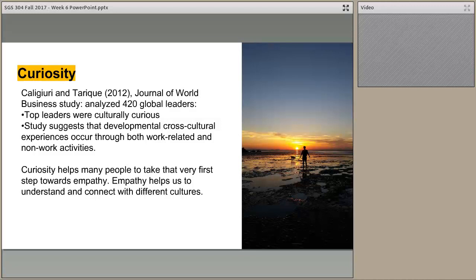Another important aspect of curiosity is that it can be the precursor to developing empathy. Culturally curious people are more apt to be empathetic, which is key to understanding and connecting with other cultures. When you are genuinely interested in knowing about others, you are more prone to trying to put yourself in their place and attempting to understand where they are coming from.